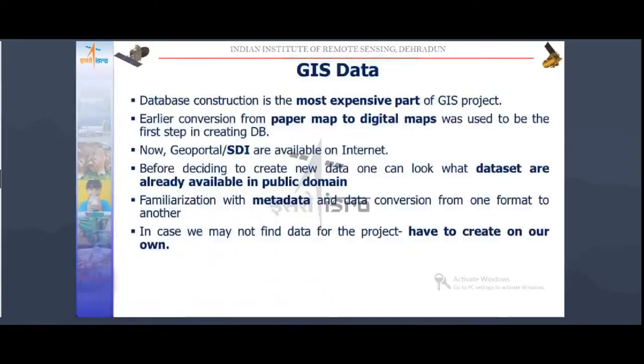Talking from the perspective of GIS data, I hope you will agree with me that this is the most expensive part of the GIS software, because this is where a lot of time is spent, not only the money, but also the effort in collecting the data from various sources, and also creating it from our own sources. As you are aware, data can be of two types. One is from a primary source, or second is from a secondary source.